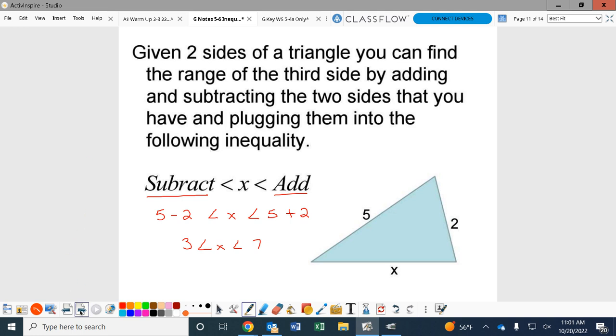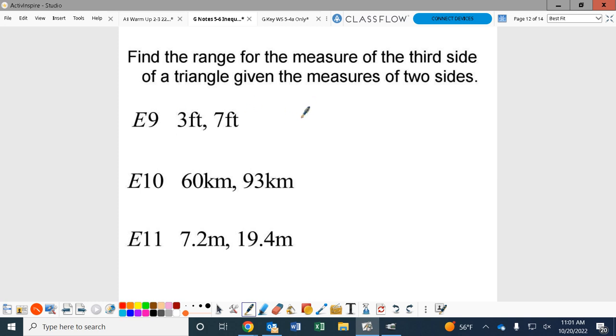Okay, here we go. Problem is exactly that every time, guys. Subtract less than x less than add. Here we go. Subtract the two numbers. 7 minus 3 less than x less than add the two numbers. 7 plus 3. Takes more time to write it than it does to do the math on this. Okay, 7 minus 3 is 4. Is less than x is less than 10. Okay, small numbers, easy. Big numbers, still easy, guys. It's still the same math.